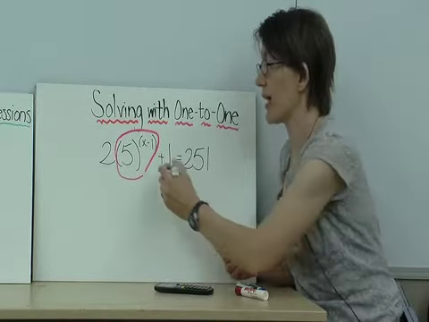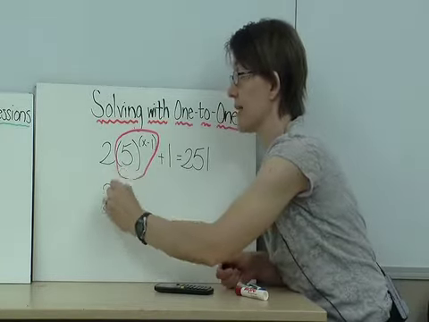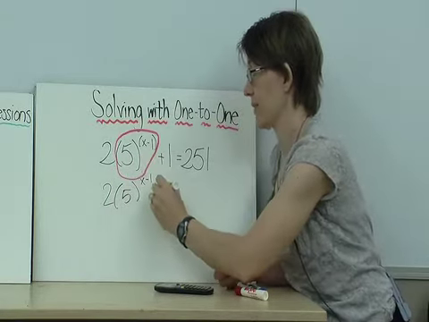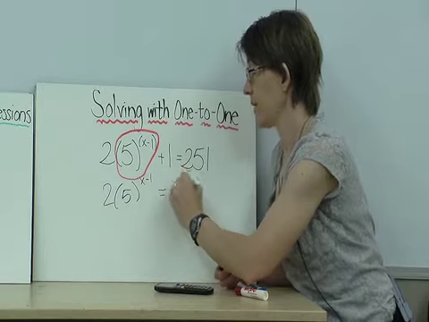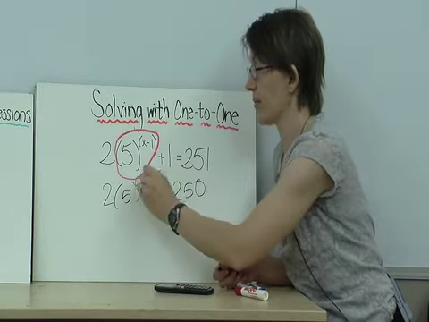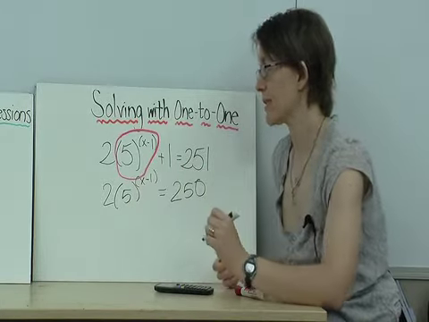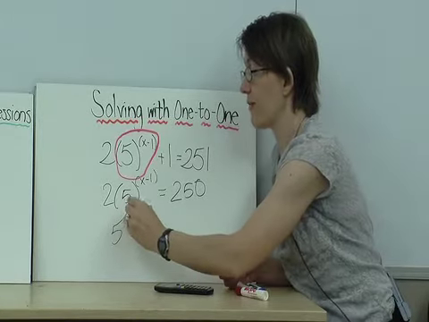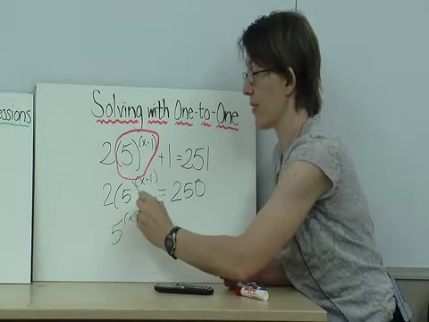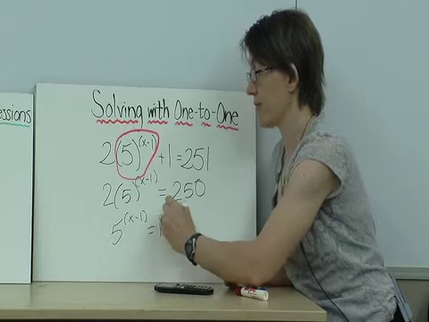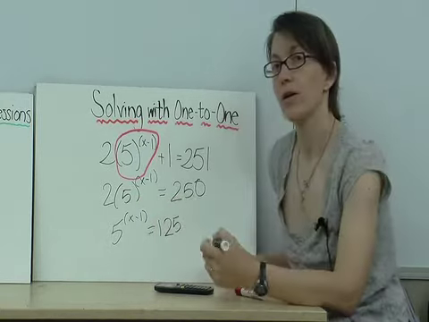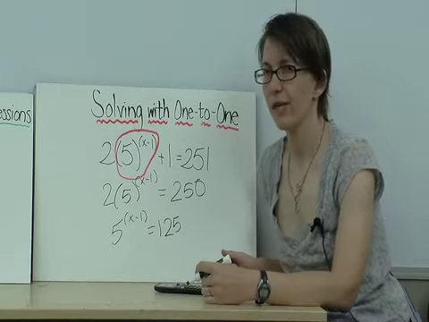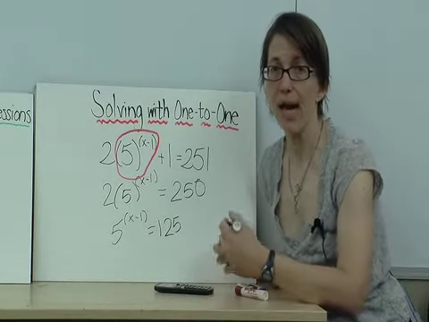So I'll start by subtracting 1 on both sides. That's going to give me 2 times 5 to the (x minus 1) equals 250. I'm going to leave that x minus 1 in parentheses. I'll divide both sides by 2. Now I have 5 to the (x minus 1) power equals 125. At this point, I'm going to say to myself, 125, is that 5 to some power?